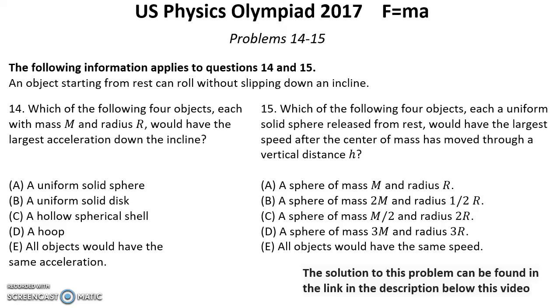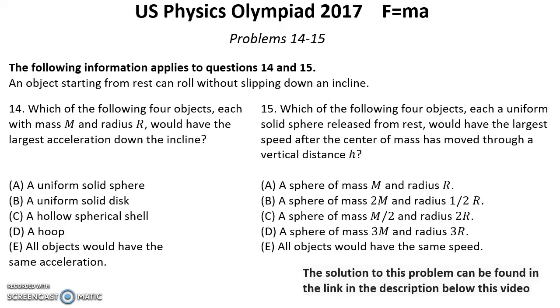In our case, a uniform solid sphere has moment of inertia 2/5 mr squared, a uniform solid disk 1/2, a hollow spherical shell 2/3, and a hoop just 1 mr squared. And E is not correct because they don't have the same moment of inertia. It means that only a uniform solid sphere will have the largest acceleration. So the correct answer is A, and this is the solution for problem number 14.